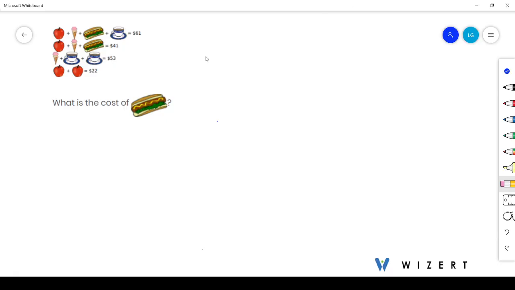Our question is, we have given one figure and we have to find the cost of tacos. Here, we have given cost of apple plus ice cream plus tacos plus tea is $61. Suppose this is first.